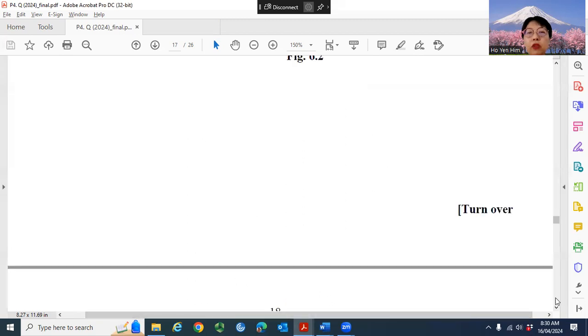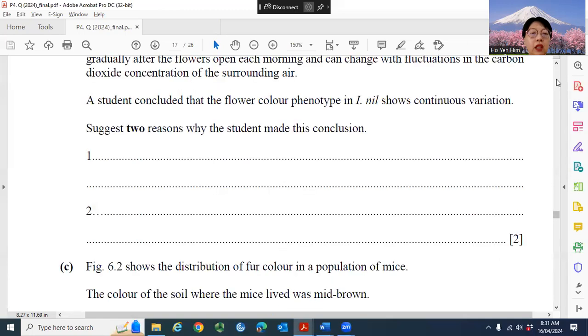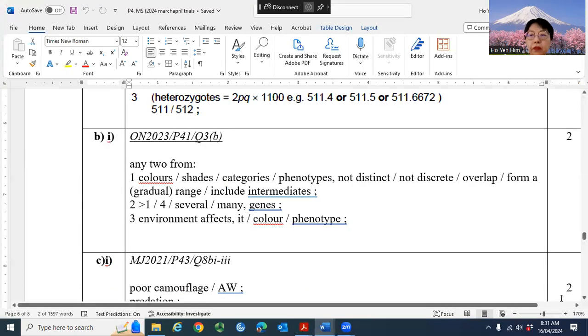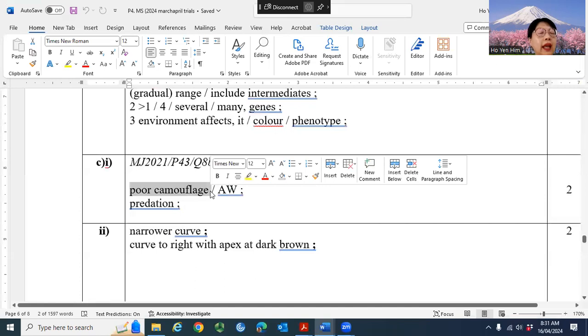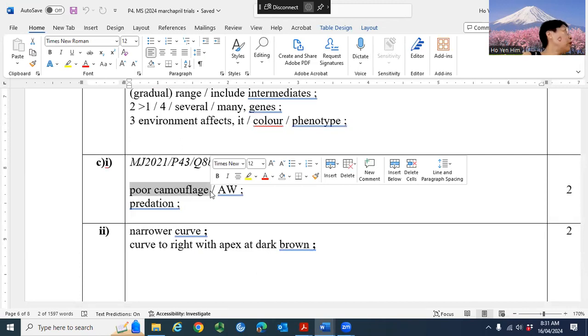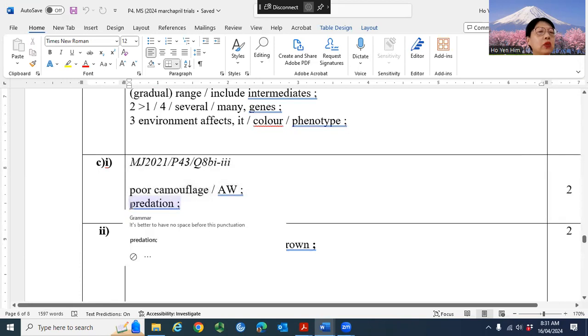So this is the original optimum. Let's look at the question. Suggest why the mice with white fur and the mice with black fur were present in the lowest numbers in the figure. The reason is the soil color. The white and the black mice are poorly camouflaged. The one with the largest number has a body color that matches the color of the soil, so they're very well camouflaged. When they're not well camouflaged, they die because of predation, so their number becomes small.